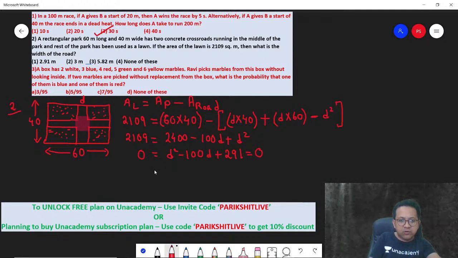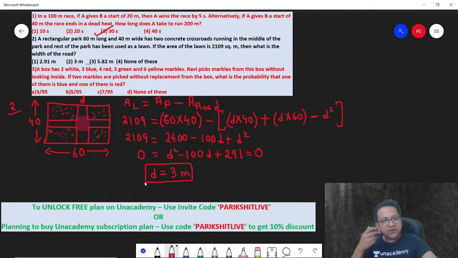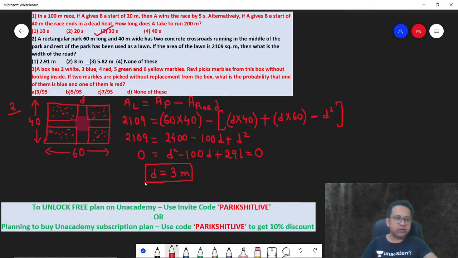What is the width of the road? Get the value of D. D is equal to, you can solve this equation. I'll leave that for you. D is equal to 3 meters. I will leave the calculations for you. You can get two values. Negative value, obviously, you cannot take. So D will be equal to 3 meters.